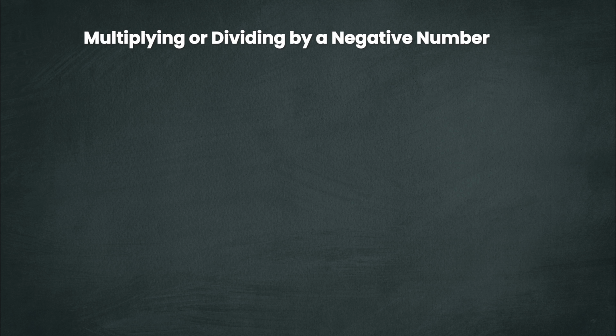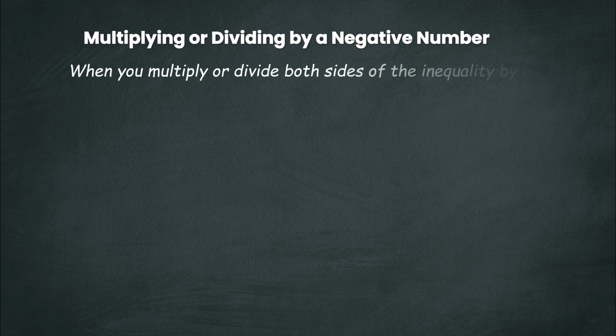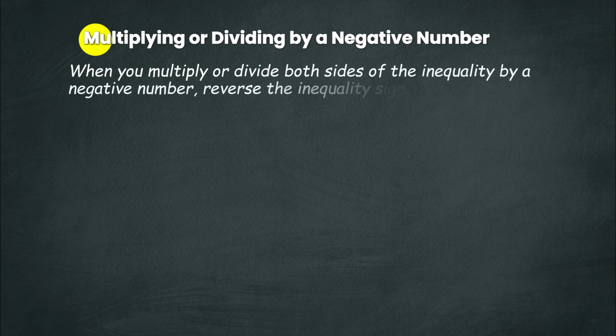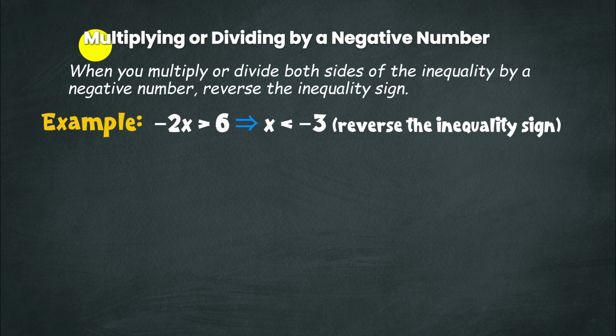Multiplying or dividing by a negative number. Very important. When you multiply or divide by a negative number, you must flip the inequality sign. For example, -2x > 6. When we divide by -2, the sign flips, so the answer becomes x < -3.